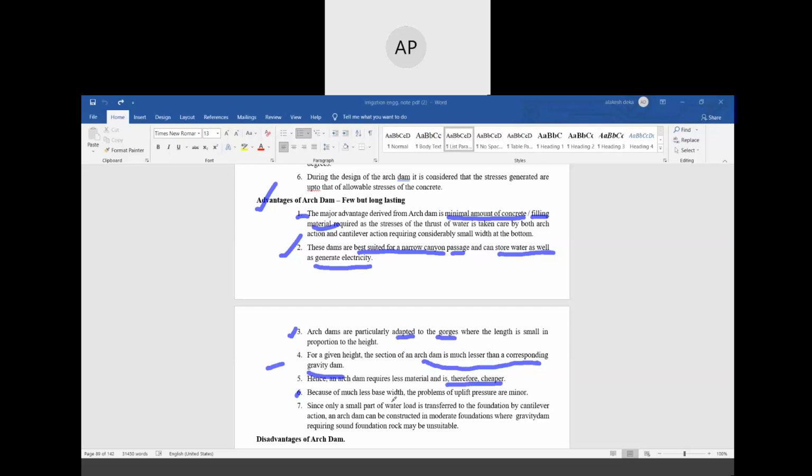Because of the massless base weight, the problems of uplift pressure are minor. Since only a small part of the water load is transferred, the foundation can be constructed in moderate foundation, where a gravity dam requires sound rock. Okay, so gravity dam construction requires sound rock, but we can construct an arc dam in a moderate type of soil.